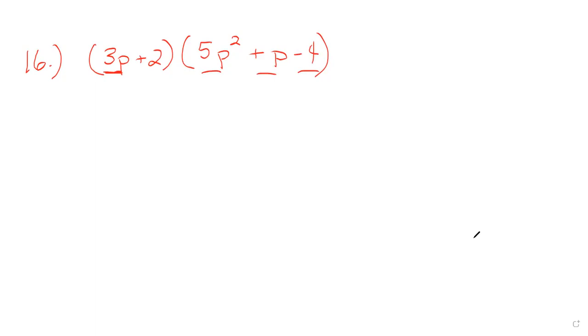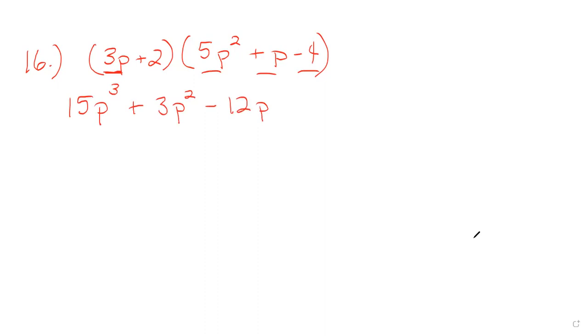Okay, so 3p times 5p squared is going to give me 15p cubed. Remember, when you multiply, you add exponents on these variables. And then I'm going to do 3p times positive p, which is going to be positive 3p squared. And then 3p times negative 4 is going to give me a negative 12p. So that is the first term taken care of.